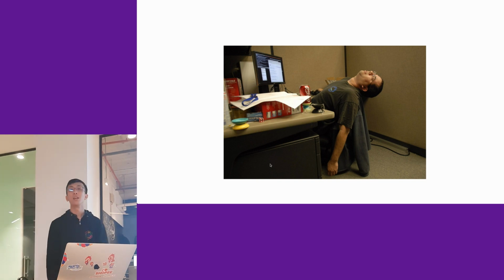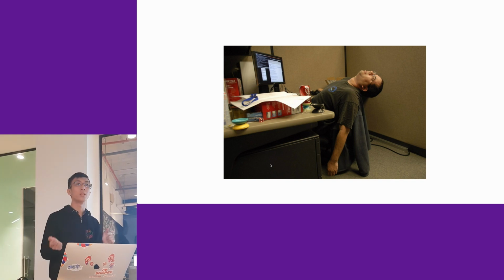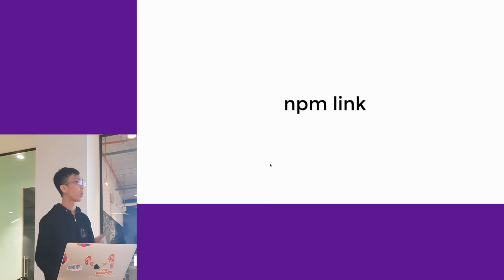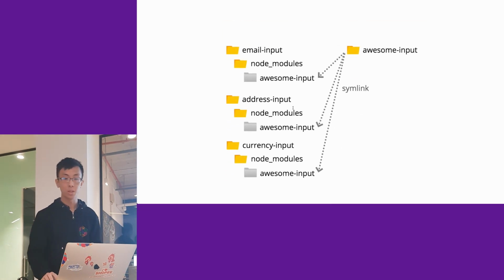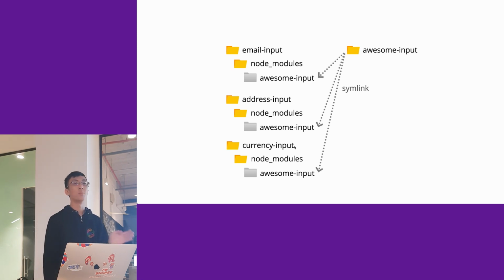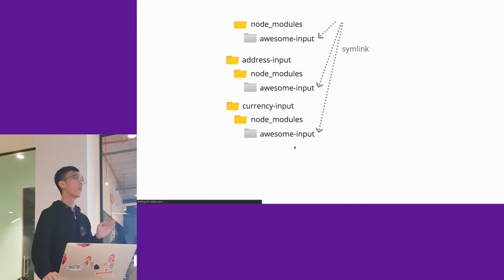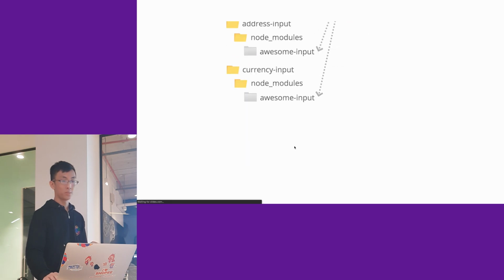So for people who have published or maintained a few packages before, you might have experienced that you don't have to publish and install to test that it works, because you can actually use npm link, right? What npm link does is that you can use npm link or yarn link to symlink the awesome input package into the node modules of email input, address input, and currency input, and then develop together and make sure everything works. Only then you update the version and publish it, right?